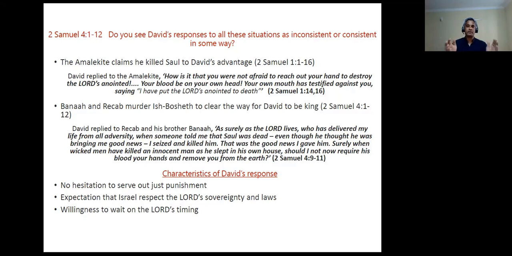So again, he's trying them, finding them guilty, and he's sentencing them to death, right? So he has no hesitation to serve out just punishment, because he has tried them and found them in violation of God's laws, right? And he has an expectation that Israel respects the Lord's sovereignty and laws. So he's sharing his testimony and he's telling them, I'm surprised that you still think, after what you have heard, that I would view your actions favorably.